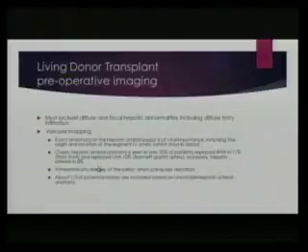Okay. So if there's atherosclerotic disease of the celiac artery in the donor, then it's a no-go. That's not going to happen.